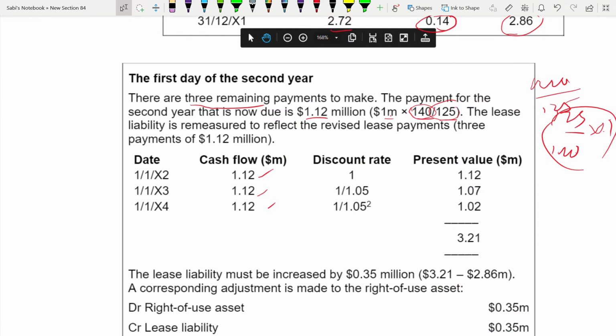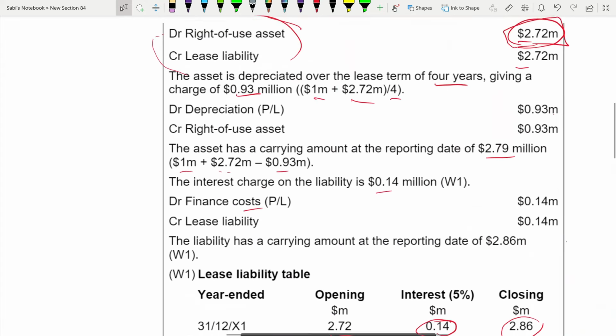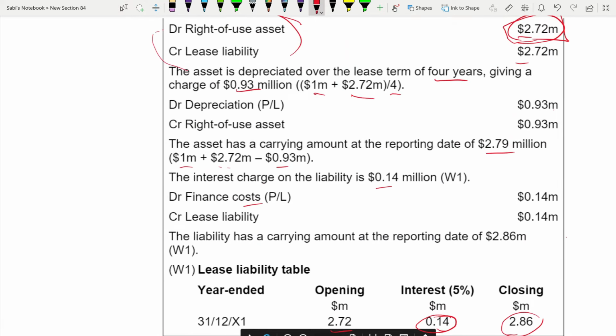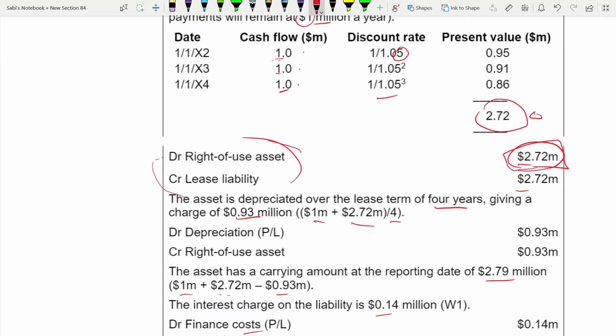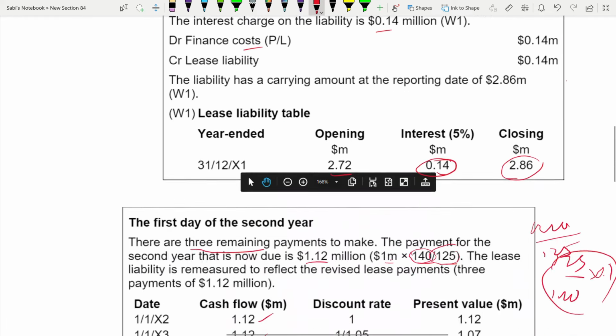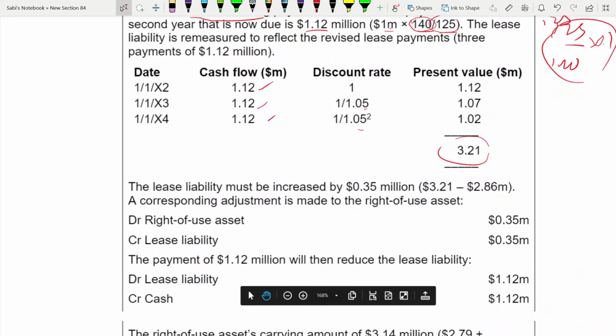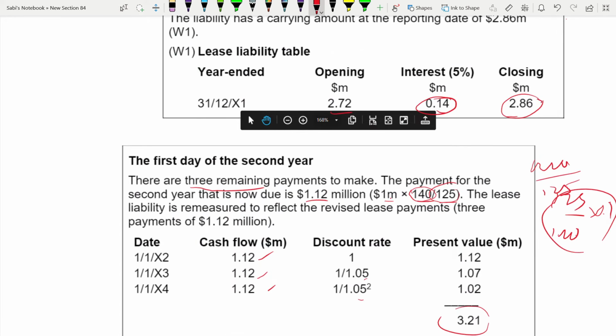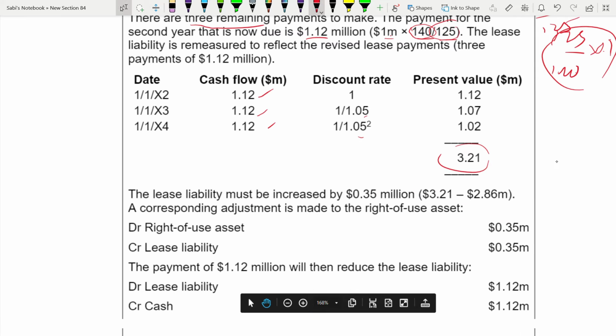Here, everything you can find the present value. The 5% discount rate remains the same, and you find the present value 3.21. Now, earlier it was 2.72, sorry, not 2.72. You have to look at the closing balance, 2.86, because the closing balance of the previous year becomes the opening balance of the next year. From there it went up to 3.21, so it increased by 0.35. If you take the difference, you will get that.